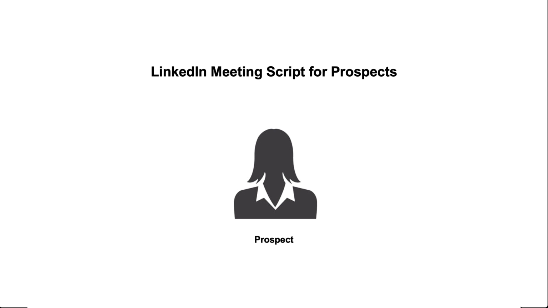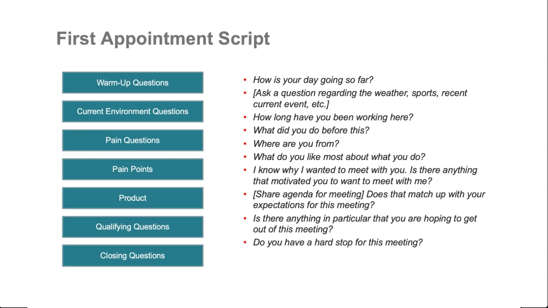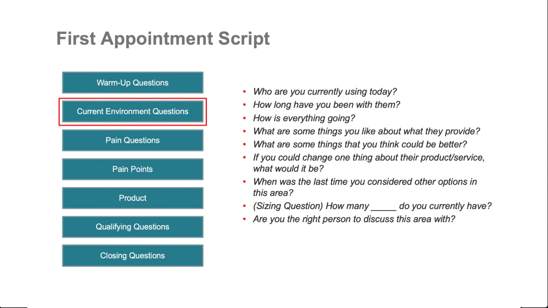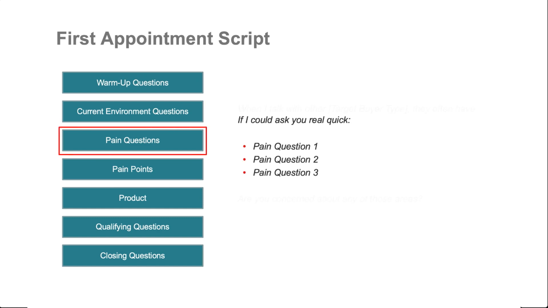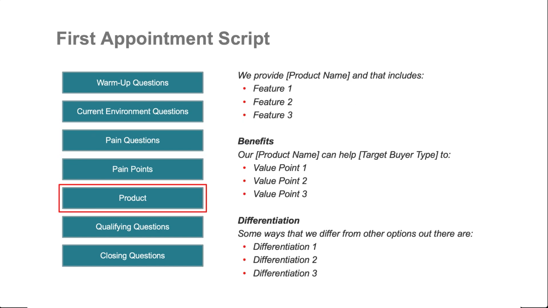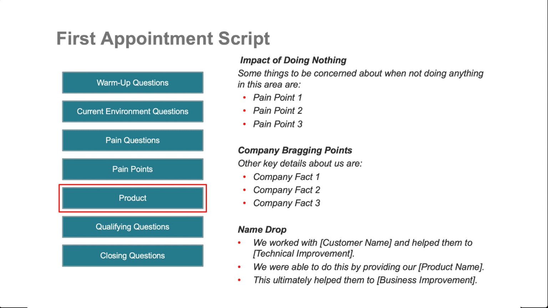Now if we look at scripts for people that you're meeting with that you find through LinkedIn, if we go back to prospects, the meeting script is exactly the same whether we schedule a meeting with a prospect through LinkedIn or if we schedule a meeting through a cold call or some other format. And so this is the exact same first appointment script where we have some warm-up questions, current environment questions, pain questions, pain points. Second half of the meeting, we can then talk a little bit more about us. This is what we do. This is how we're different.